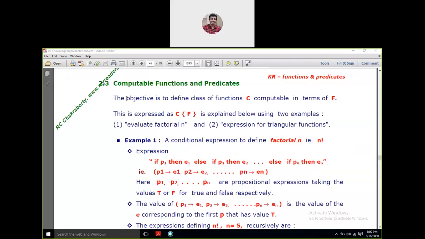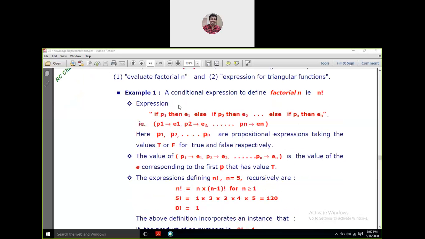Computable functions and predicates, right? What do we have here? For example, we'll be seeing one of the problems. We have got two problems. The first one is the calculation of the factorial, and the second one is the conditional expression for the triangular functions.